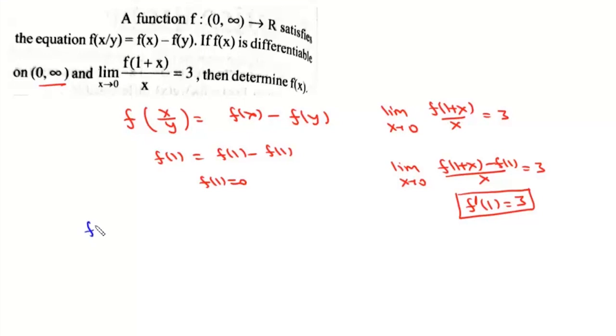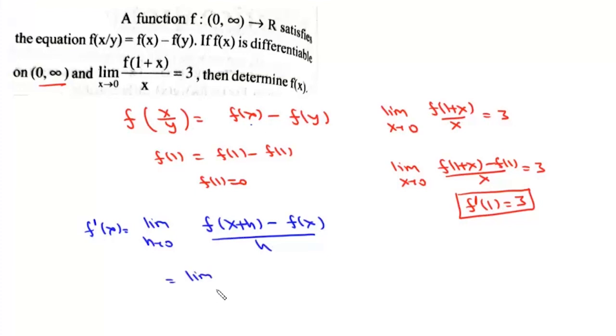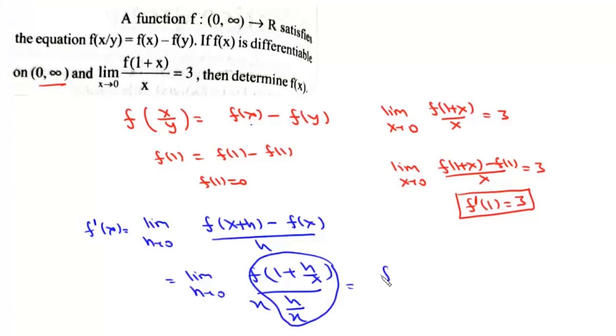Now if we write f dash x, it will be the limit h tends to 0 of f(x plus h) minus f(x) upon h. Now f(x) minus f(y) is f(x upon y). So we can write this as the limit h tends to 0 of f(1 plus h upon x) divided by h. Now we'll multiply and divide it with x. Now this is nothing but f dash 1, so it will be f dash 1 by x. Now f dash 1 is 3, so this is 3 by x.